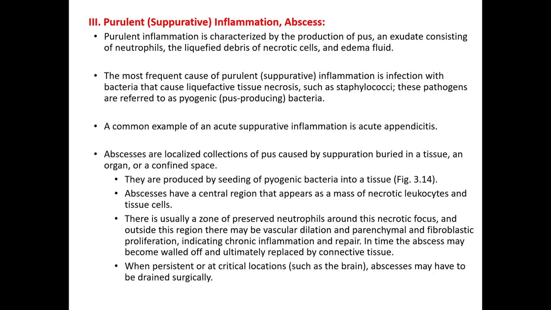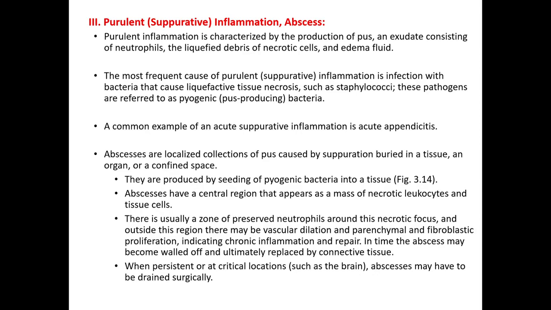The purulent inflammation, or suppurative inflammation, or sometimes we say abscess. Purulent inflammation is characterized by the production of pus, an exudate consisting of neutrophils, liquefied debris of necrotic cells, and edematous fluid. The most frequent cause of purulent inflammation is infection with bacteria that cause liquefactive tissue necrosis, such as staphylococcus. These pathogens are referred to as pyogenic, pus-producing bacteria. A common example of acute suppurative inflammation is acute appendicitis.